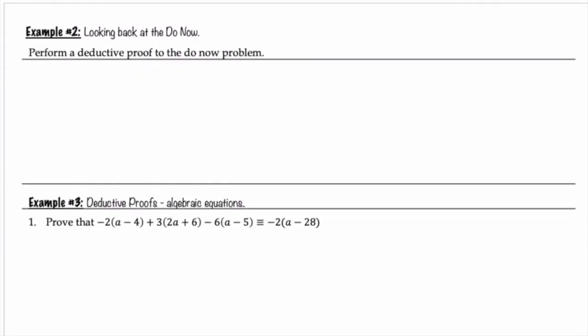For example 2, what we want to do is look back at that do now question and perform a deductive proof on the do now problem. I gave you a problem in which you had to do multiple steps and you got to a value. And I told you that that value was 3. So I'm going to do a deductive proof on that. I'm going to start off by saying let x equal any integer.